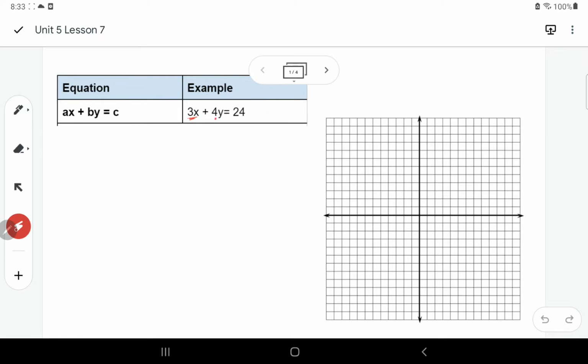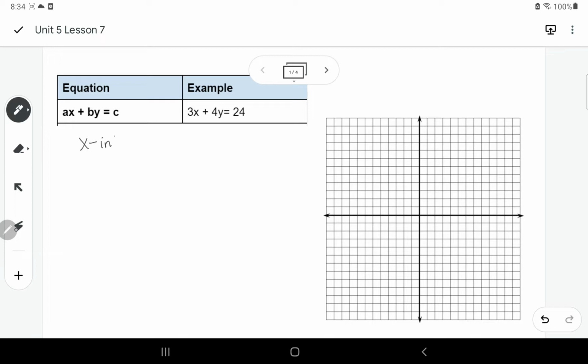So it's something x plus something y equals a number. And the general form we sometimes call that is a times x plus b times y equals c. But really it's like you've got your x's and y's on one side equals a number on the other side. And the best way to graph these ones is to look at the x and y intercepts.